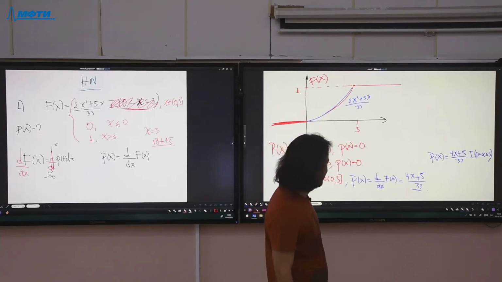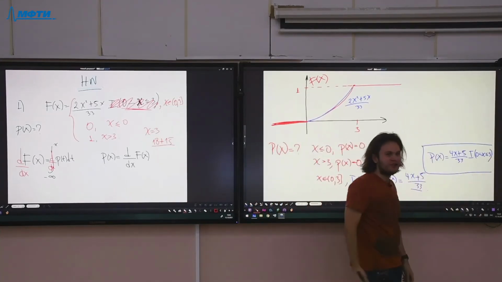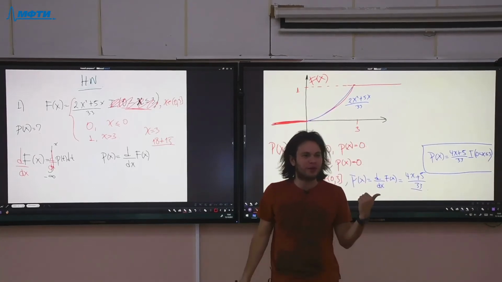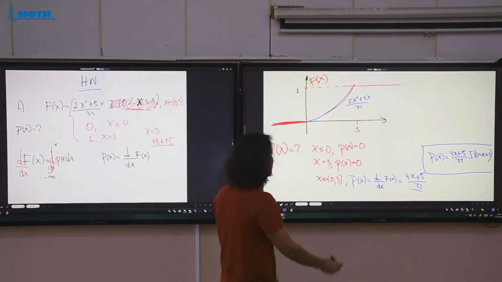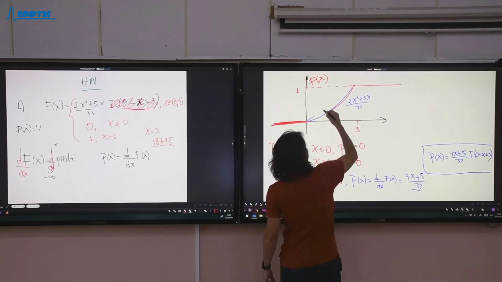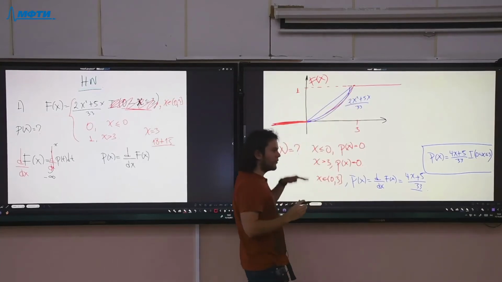Is this the uniform distribution? No, of course not. This is some distribution, not any distribution that we know about. The uniform distribution is like we have a line here. This is not a line. This is like this, right? A curve like that.